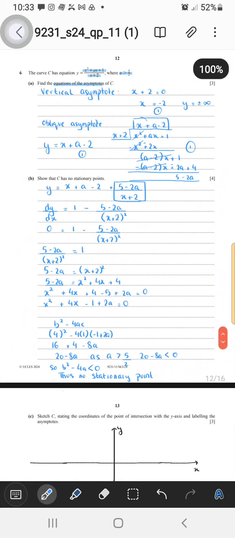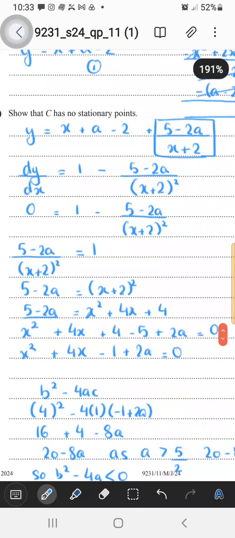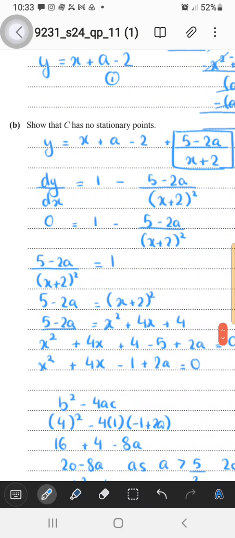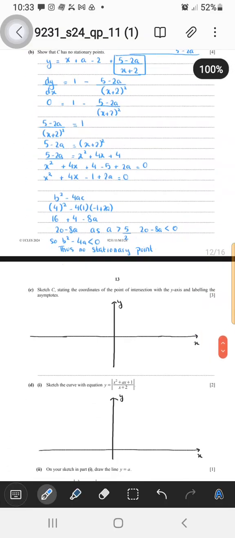By the way, this thing is called proof by contradiction. The question is saying show that it has no stationary point, but first we started as if it has a stationary point. When we do dy over dx equal to 0, we are assuming we have a stationary point, but the question was saying there is no stationary point. Still we are doing dy over dx equal to 0, which means we are doing proof by contradiction. We are going against the statement to prove that it is wrong. We try to find a stationary point, and in the end we showed we are not getting a stationary point. I hope you get my point.